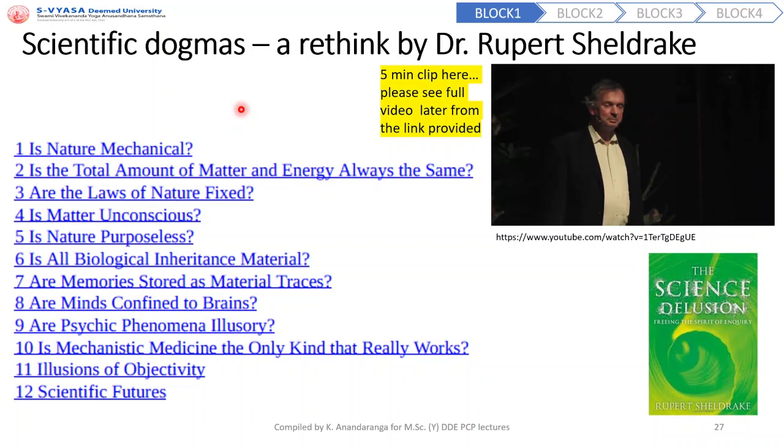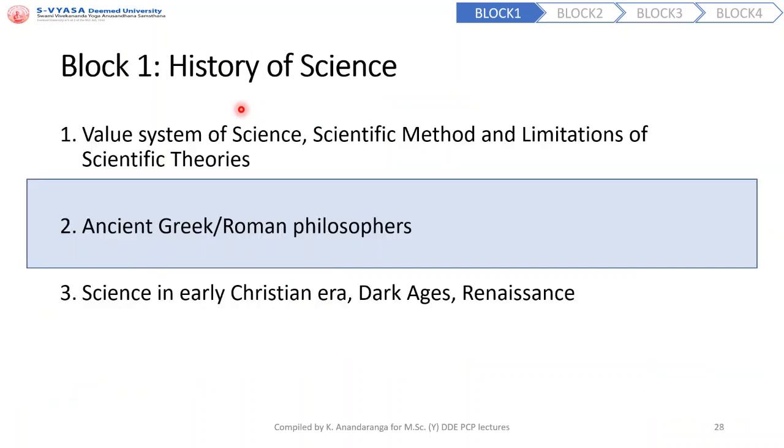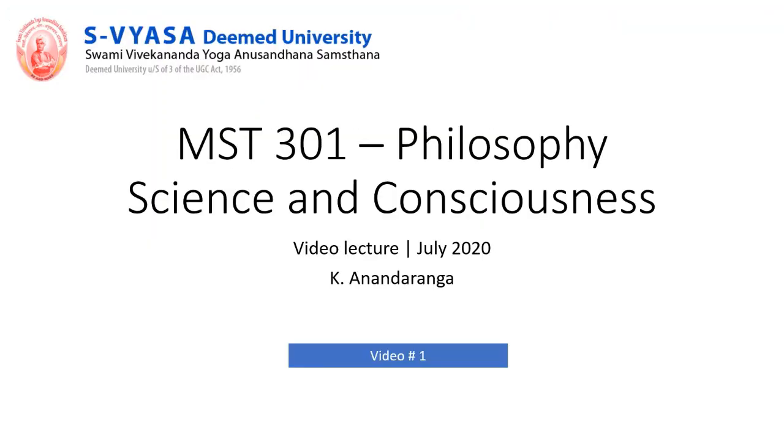So that brings us to a formal closure to our block 1. So we will be the value system of science, the first portion of block 1, and we will move into the other sections in subsequent videos.